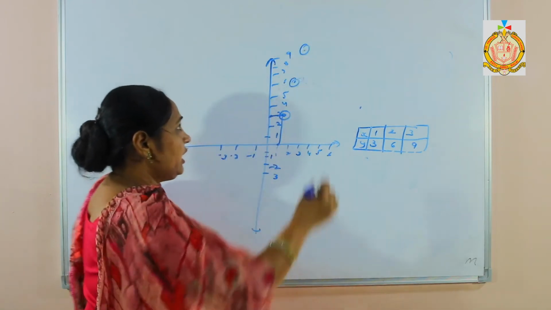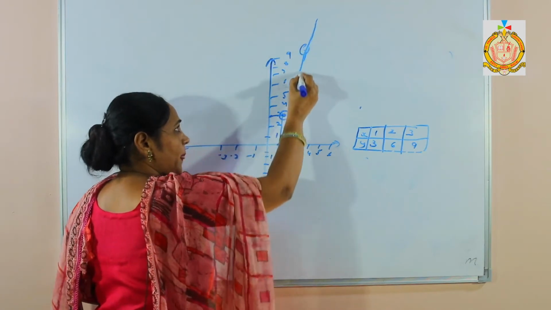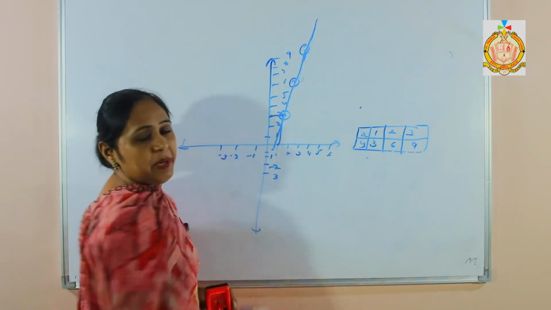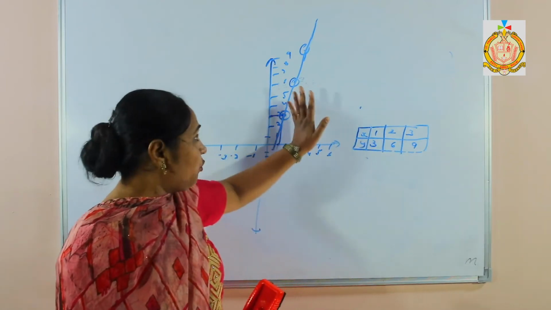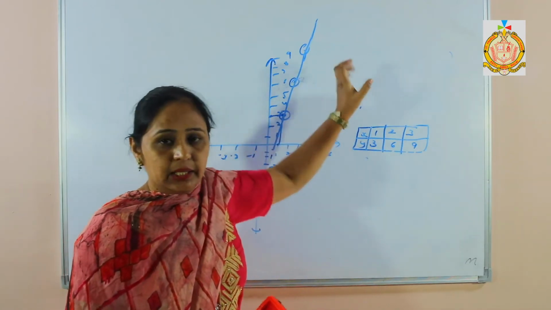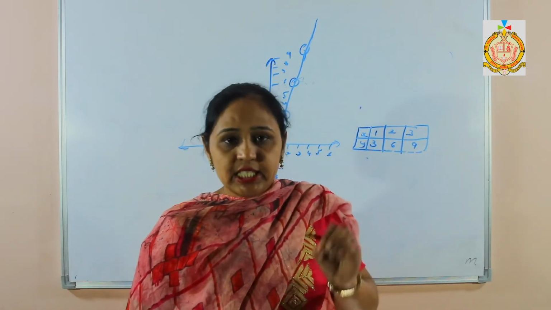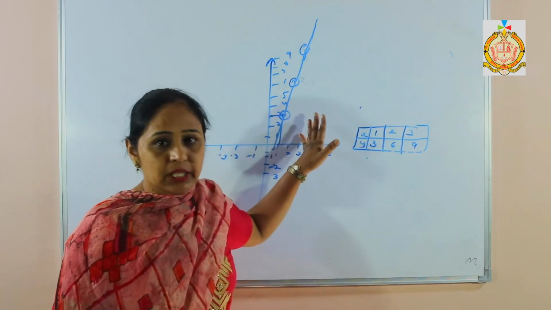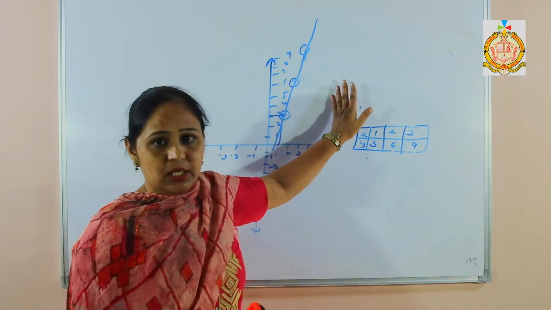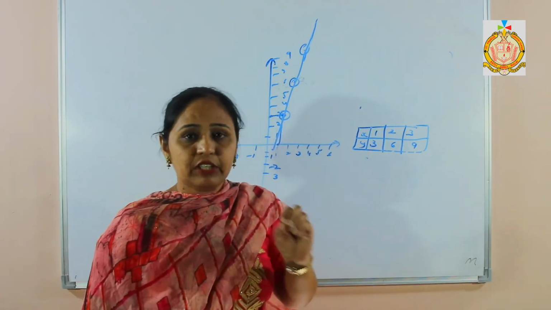And see students, if you draw the line and this line passes through the given 3 points, that means our calculation is correct. If any one point is outside the line, that means there is some mistake in our calculation. That is our checking also. We can check our sum by drawing the line. If the line passes through our 3 points, our sum is correct. But if any point lies outside the line, there is some mistake in our calculation.